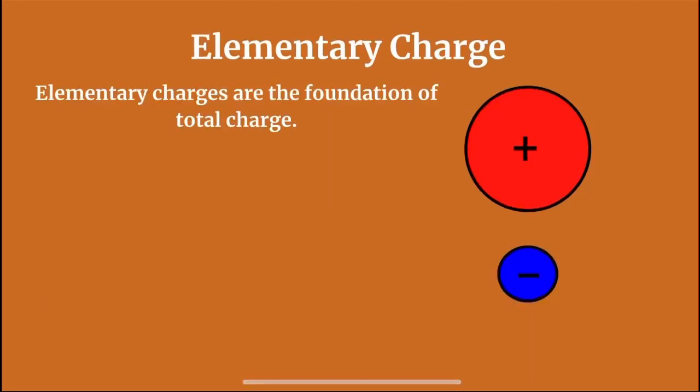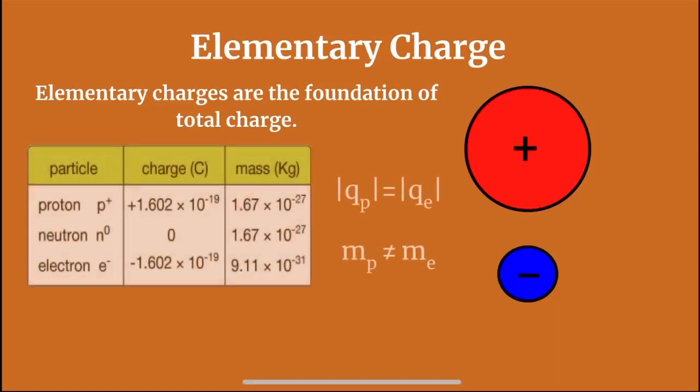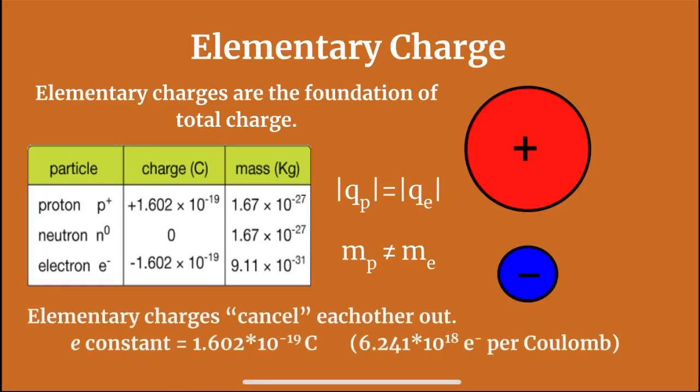Here we can see the charge and mass of the elementary particles, protons, neutrons, and electrons. As you can see, protons and neutrons have equal mass, while electrons are far smaller. Electrons and protons have equal and opposite charge, while neutrons have no charge. Remember that elementary charges cancel each other out by neutralizing each other's charge. That means that if you have equal quantities of protons and electrons evenly dispersed, no matter how many charges are present total, there will be no net charge.